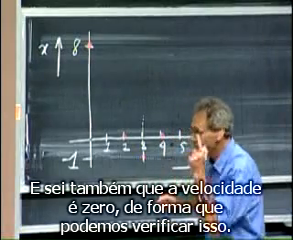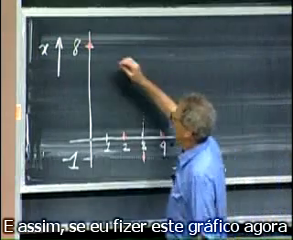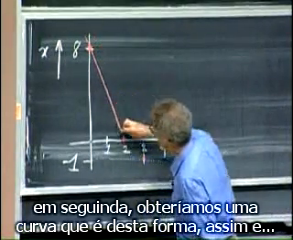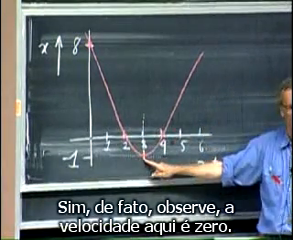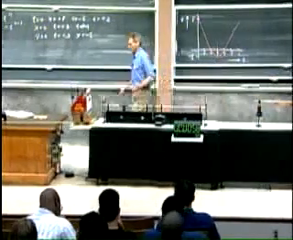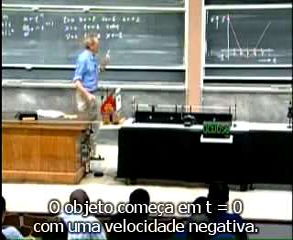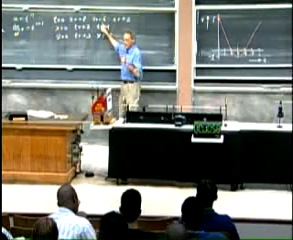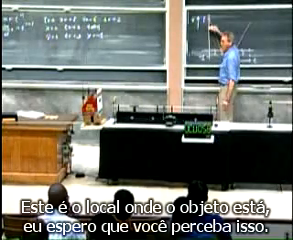And I also know that the velocity is 0. So we can check that. And so if I make this plot now, then we would get a curve that's sort of like this. And yes, indeed, notice the velocity here is 0. The angle alpha equals 0. The object starts out at t equals 0 with a negative velocity. You can see that. The object at t equals 0 is here. This is where the object is. I hope you realize that.